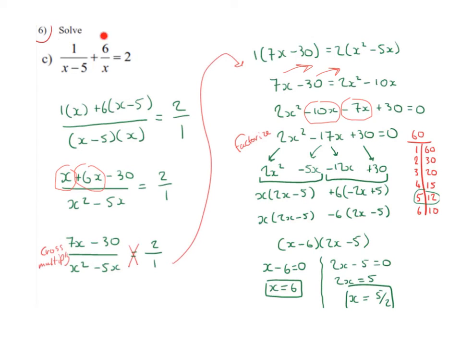Not finished yet because I was asked to solve. So I'm going to let x minus 6 equal to 0. So x is equal to 6. And then I'm going to let 2x minus 5 equal to 0. So 2x will equal 5. So x will equal 5 over 2. So I was asked to solve, and I get x equals 6 and x equals 5 over 2.